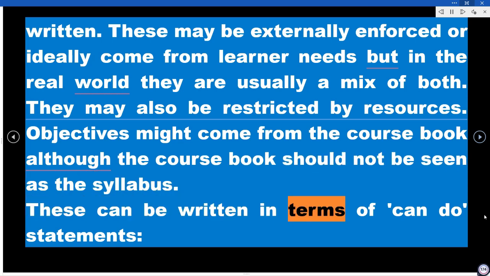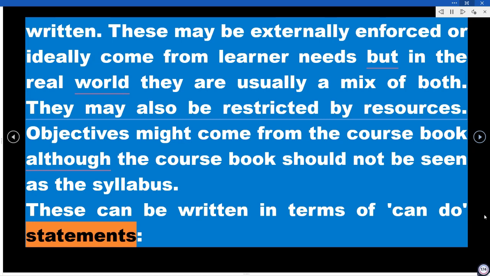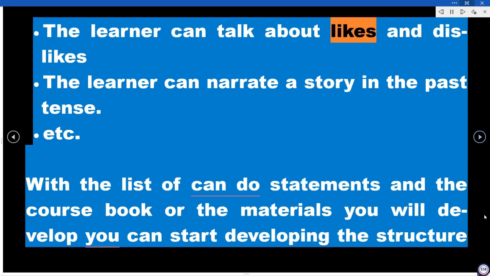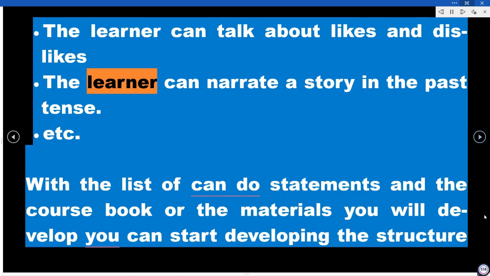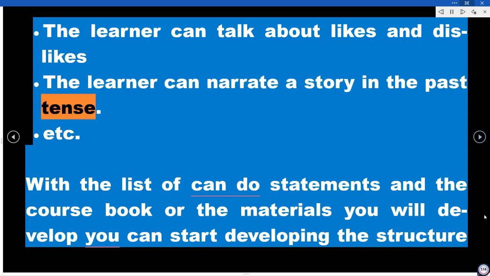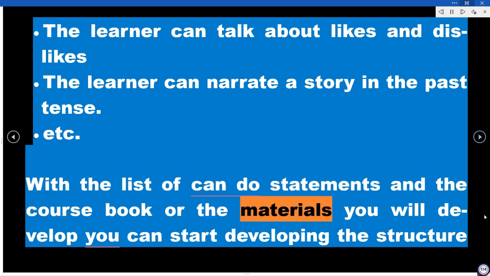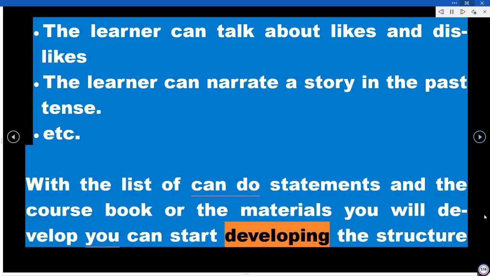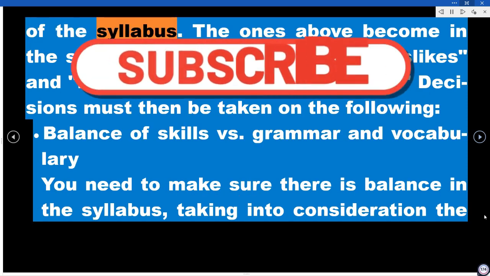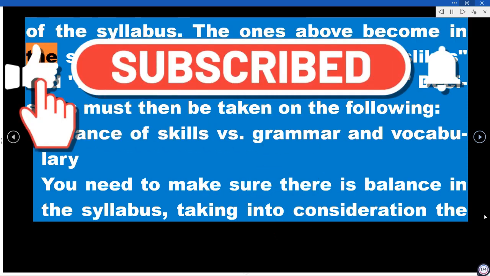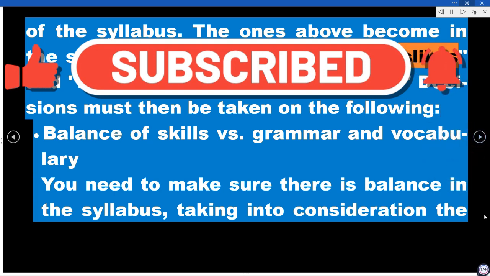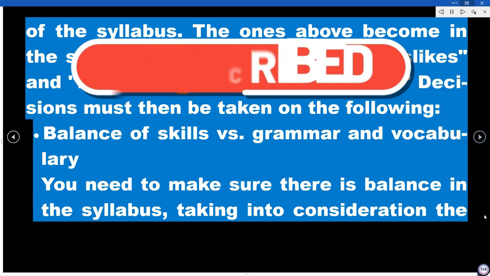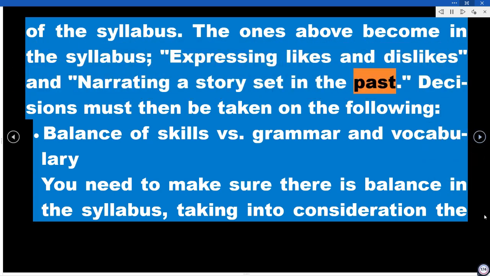These can be written in terms of can-do statements. The learner can talk about likes and dislikes. The learner can narrate a story in the past tense, etc. With the list of can-do statements and the course book or the materials you will develop, you can start developing the structure of the syllabus. The ones above become in the syllabus, expressing likes and dislikes, and narrating a story set in the past.